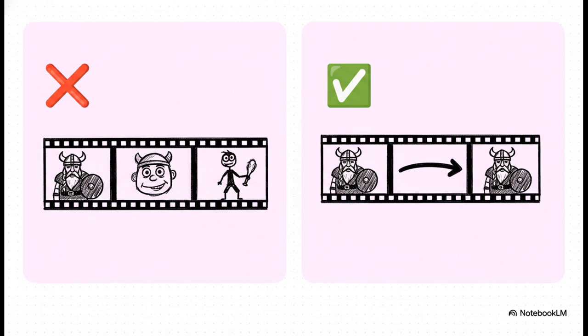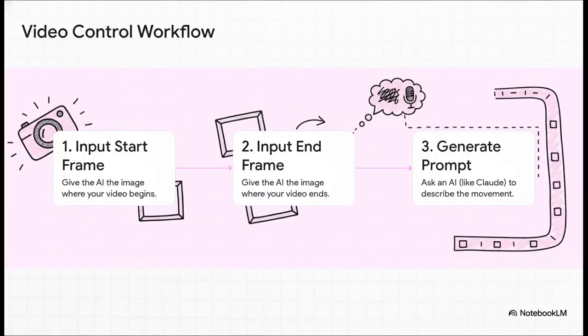Just look at the left side here. When you only use a start frame, the character completely morphs into someone else by the end of the clip. It's a mess. But now look at the right. By giving it both a start and an end frame, the character stays perfectly consistent through the whole movement. That is control. And the workflow for this is super easy.